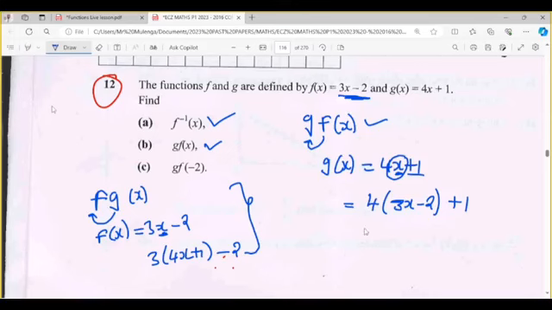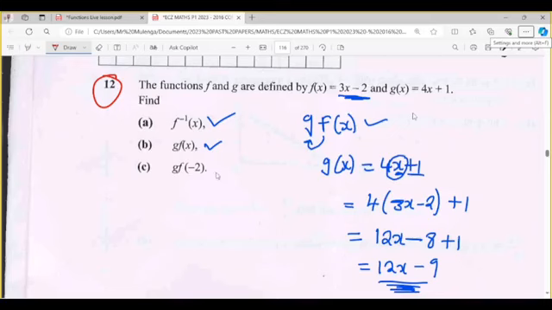So from here, you just need to open the bracket by multiplying with a 4. 4 times 3x, this will give us 12x, minus 4 times 2, this will give us 8, then plus 1. So our answer will be 12x, negative 8 plus 1, this will give us negative 9. This is the composite function g function of f. So let us now answer our question C right here.